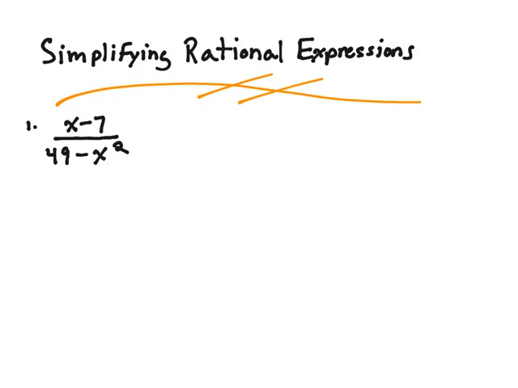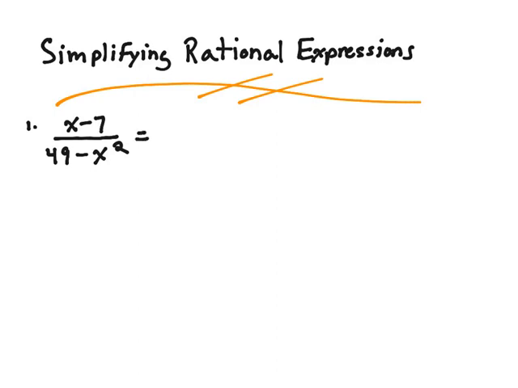Hello, in this particular video we're going to simplify rational expressions, and we're going to start by factoring any polynomial that's given in this expression. The numerator, x minus 7, there's really not much you can do with that. That's already been factored, and the denominator is what we want to focus on. That is a binomial, and it's a difference of two perfect squares. So we can go ahead and factor that.